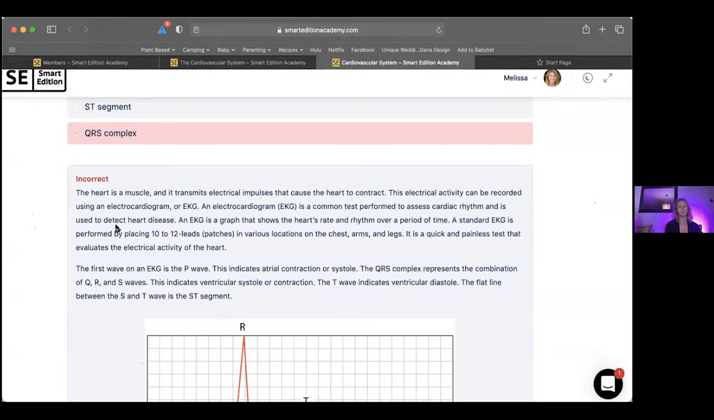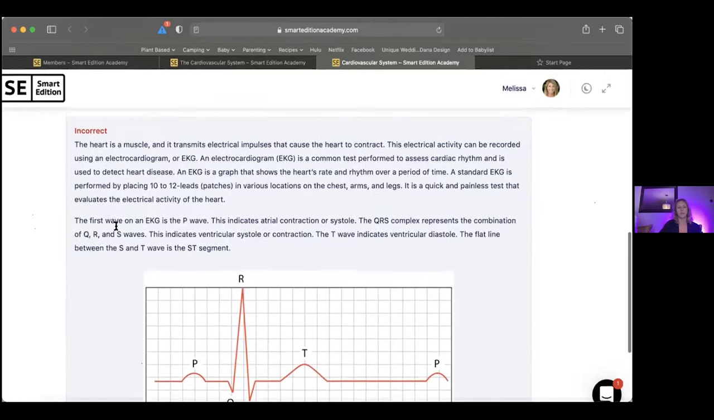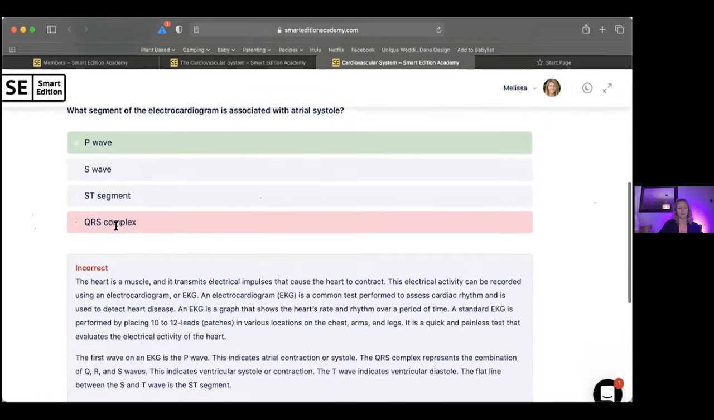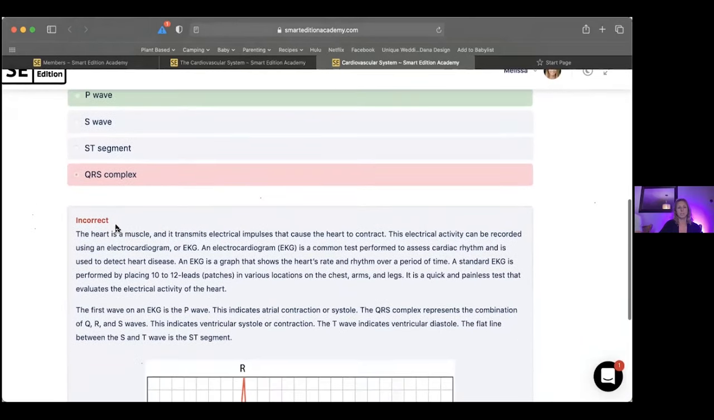All right. So EKGs, you may have an EKG question on the TEAS or the test that you're taking. If you get through nursing school and you're going to become an RN, you're going to have to take the NCLEX, which is the national certifying boards to become a registered nurse. These will be on that test for sure, if not the TEAS already. So let's just go over the EKG.